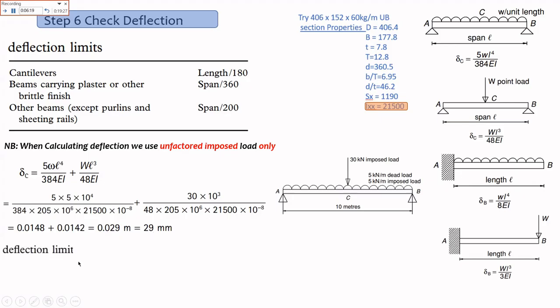So, for our deflection limit, we are going to pick the third option here, span divided by 200. Our span is 10 meters or 10,000 millimeters. If you divide that by 200, you get 50 millimeters. So our deflection is less than the limit. Therefore, the beam is adequate in deflection. So the beam has passed all the checks, so the beam is adequate.